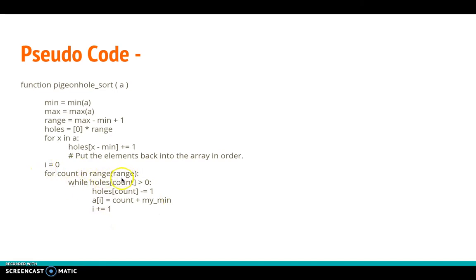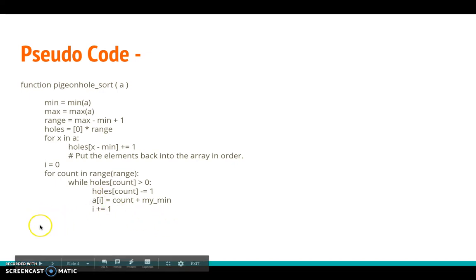So this is from 0 to the maximum, while the holes count is greater than 0. So this means that while the number of this element that was in count bucket is greater than 0, we're going to add it to the list. So this is going to decrement how many are in that bucket, and then this is going to take one out of the bucket and add it to our final list. And then we're going to increase the element in our list. So A is our final list. So that's it. By the time it's done, A will have all of the numbers or objects sorted in order.